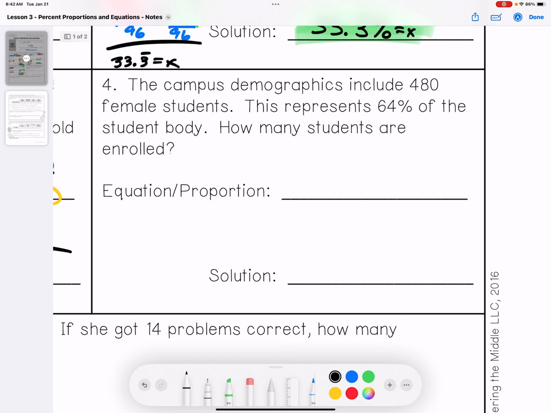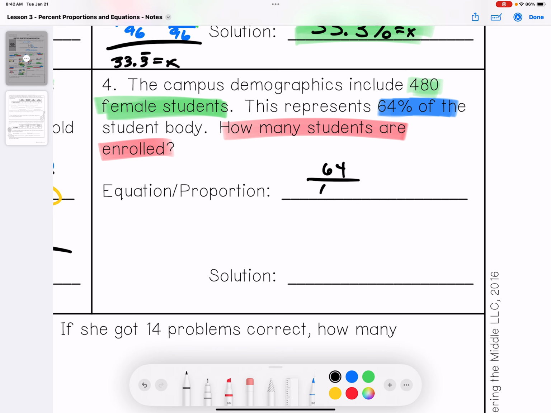All right. Number 4. A campus's demographics include 480 female students. 480 female. This represents 64% of the student body. How many total students are enrolled? How do I know total students enrolled? It don't say total, Coach. Well, 480 are female. What about the males? Okay, the 480 females are part. So we know the percent is 64 over 100 equals the part, which is the women, 480 over the total. I don't know how many boys.